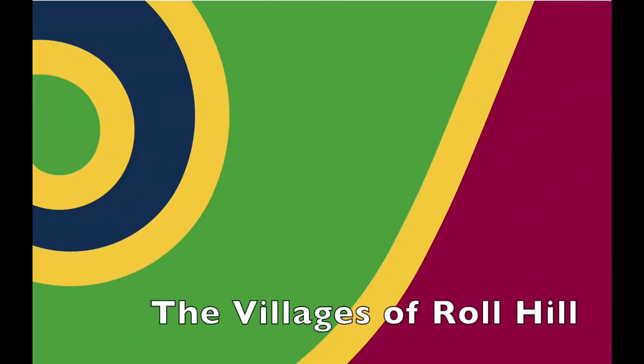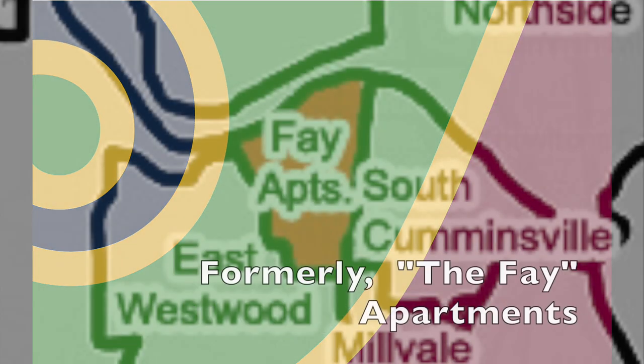The villages of Roll Hill, formerly known as the Fay Apartments. There is virtually no history about this neighborhood or the people that live here. If you look it up yourself, you'll just see that there are future plans to renovate the neighborhood or what money has been invested to renovate it in the past. Is this how black people and black neighborhoods are treated? Should we not be seen? Should we not be believed? If too many of us decide to live in one area, will we just be divided from the rest?